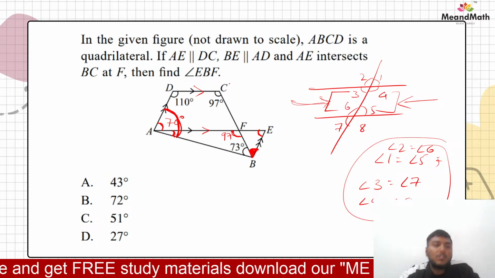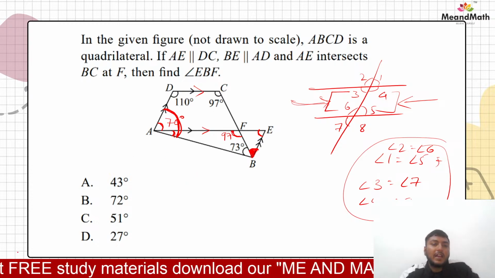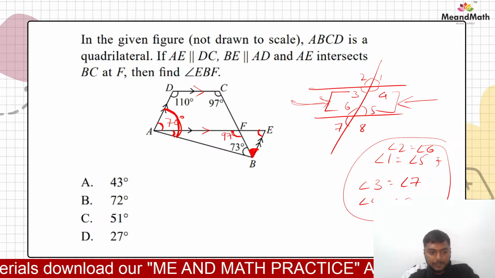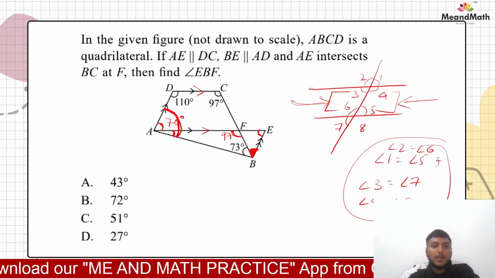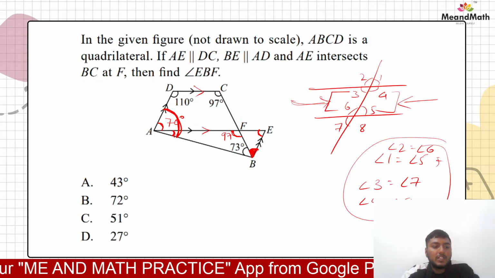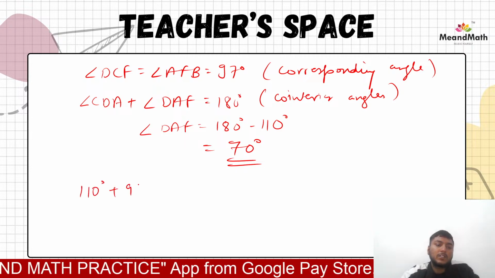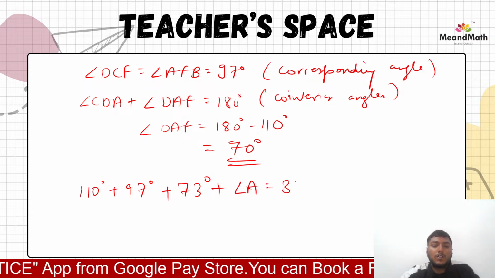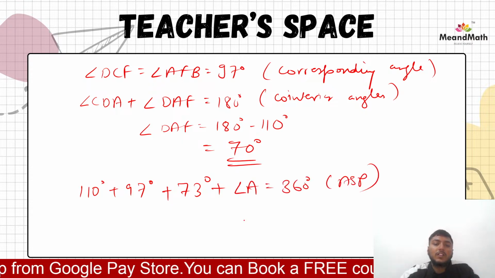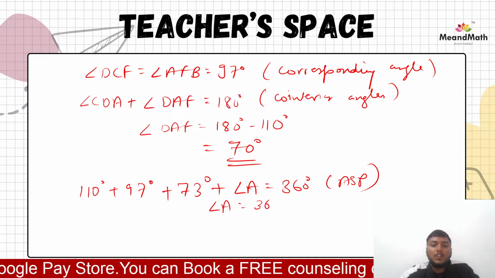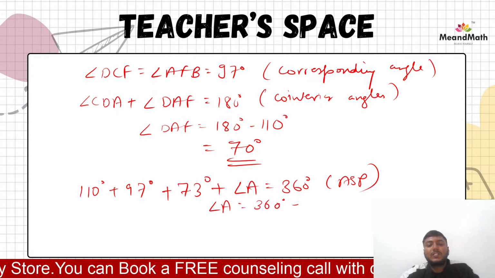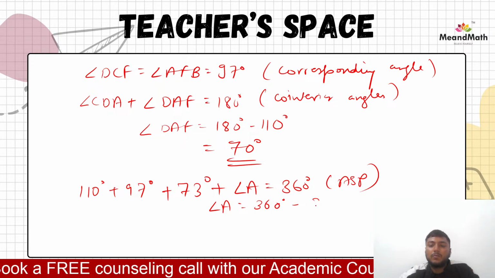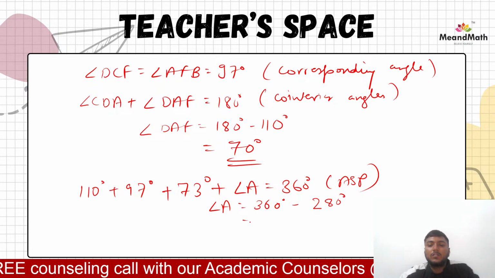So to find this whole angle, what can we do? We can apply angle sum property to this question. What is angle sum property? 110 plus 97 plus 70 degrees plus angle A is equal to 360 degrees. So angle A would be 360 minus 97 plus 70 plus 110, that would be simply 280, right bachcho?